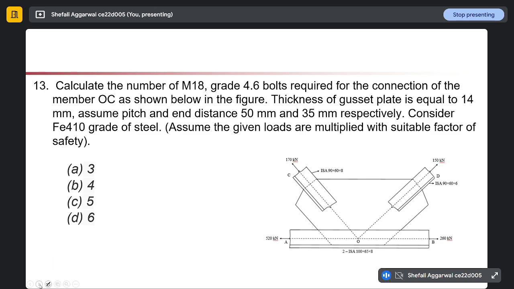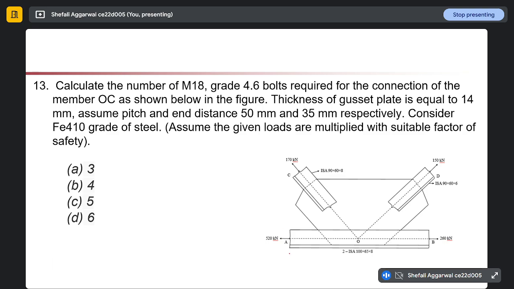Okay, so the last question is: calculate the number of M18 grade 4.6 bolts required for the connection of member OC as shown in the figure below. Thickness of the gusset plate is equal to 14 mm. Assume pitch and edge distance as 50 and 35 mm. Consider Fe410 grade of steel and assume that the given loads are multiplied with a suitable factor of safety.